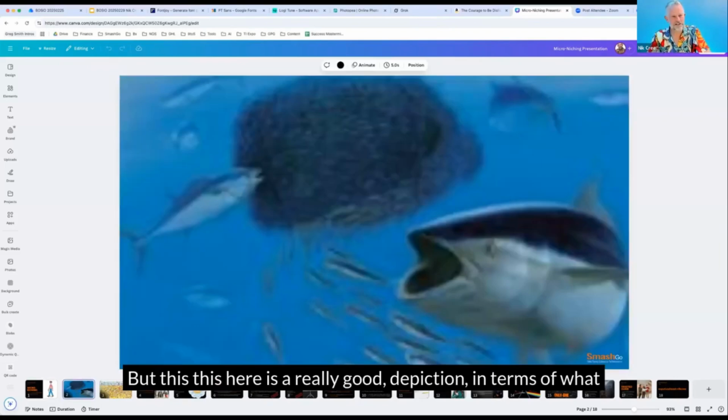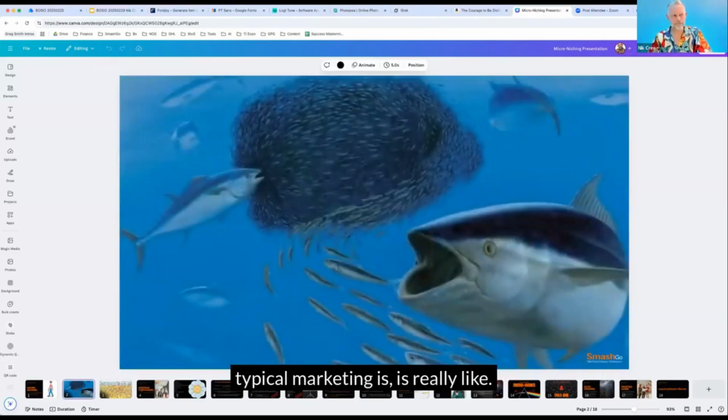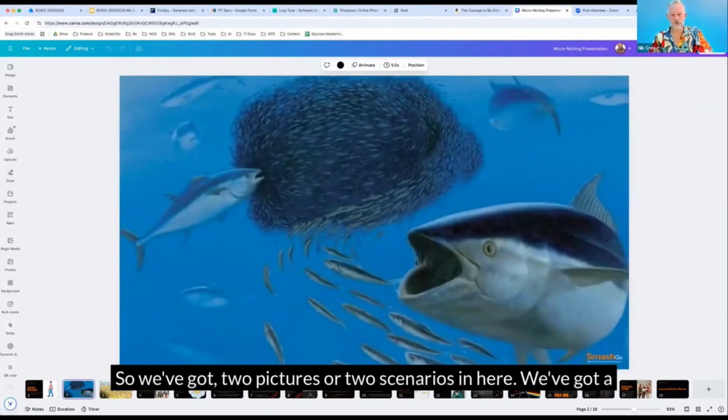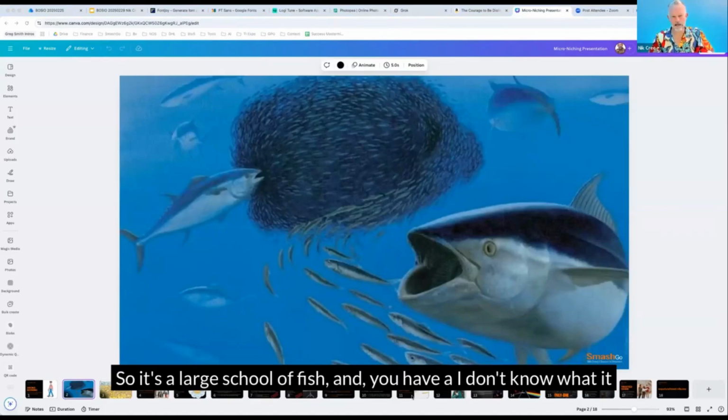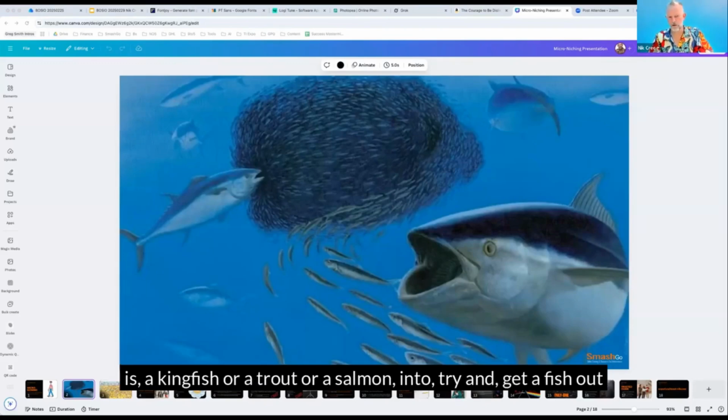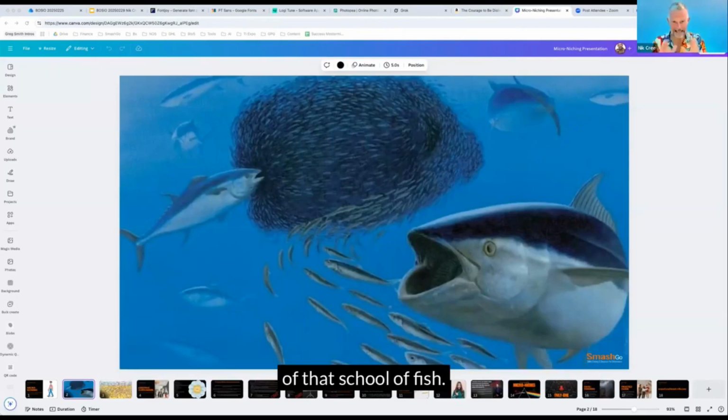But this here is a really good depiction in terms of what typical marketing is really like. So we've got 2 pictures, well, 2 scenarios in here. We've got a school of fish. So it's a large school of fish. And you have, I don't know what it is, a kingfish or a trout or a salmon in to try and get a fish out of that school of fish.